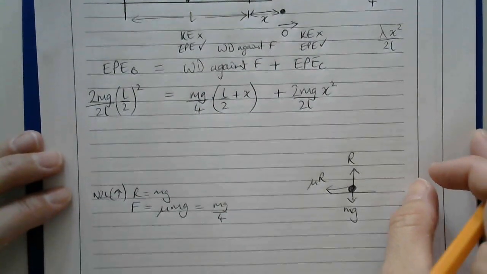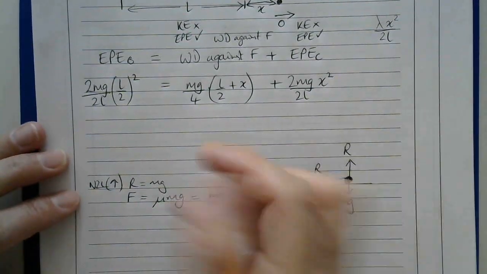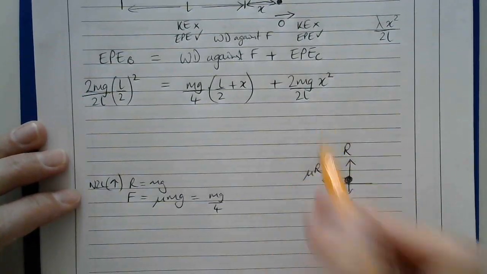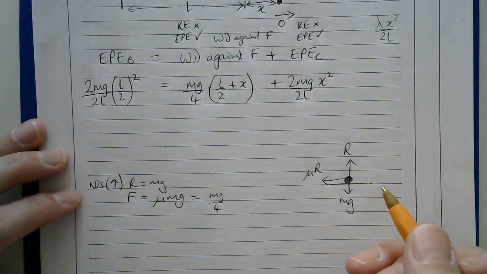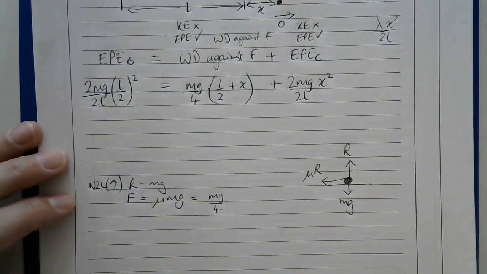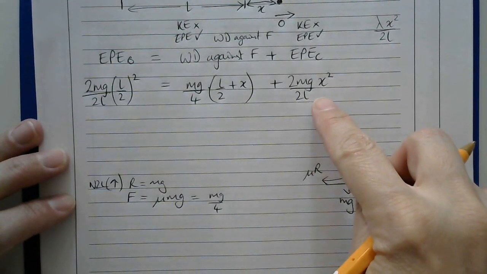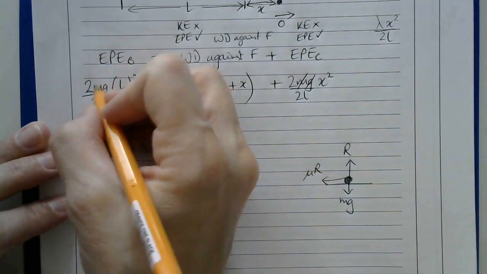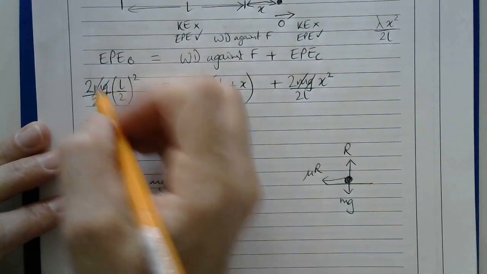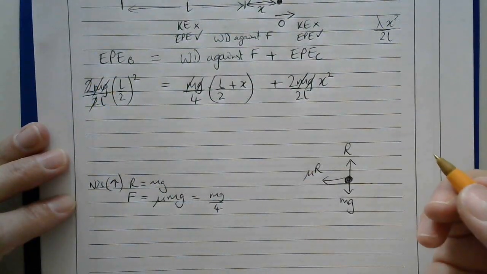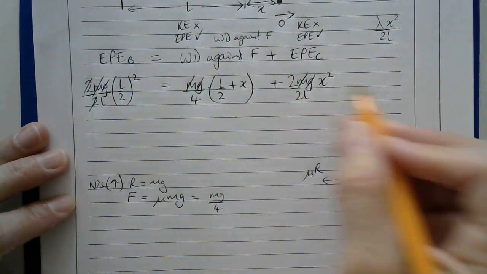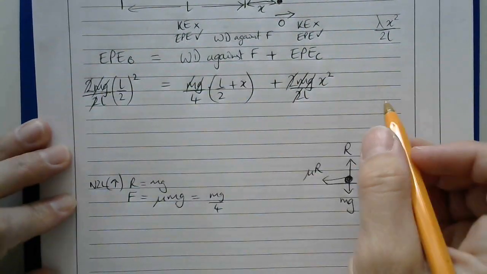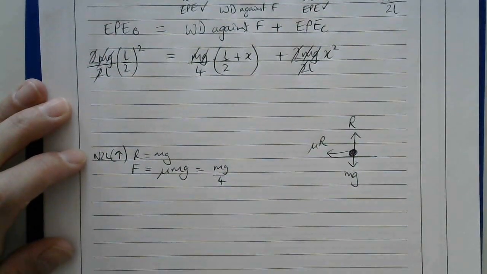Okay, so now I'm ready to start trying to tidy this up, and I'm trying to find out where x is. I think I'm going to end up with a quadratic equation. So I can see that I have mg everywhere, so I can divide everything by mg. Here I've got a 2 and a 2. Okay, so let's just write this out again so that I can see a bit more clearly what's happening.